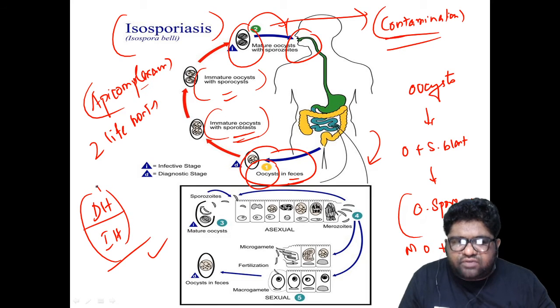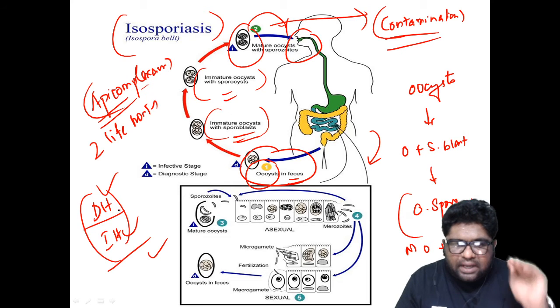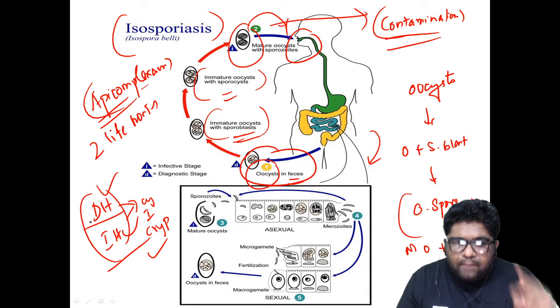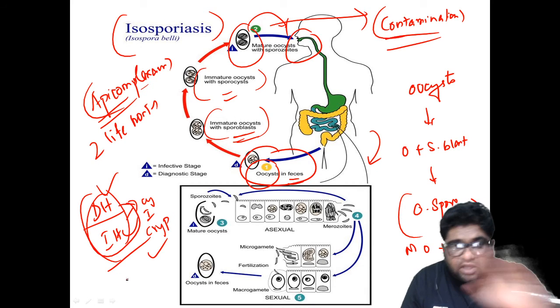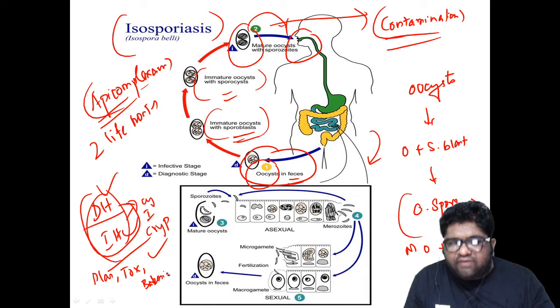The concept of definitive and intermediate host can be present in the case of apicomplexans, but it is not completely applicable to Cyclospora, Isospora and Cryptosporidium, whereas the definitive host and intermediate host are clear concepts in the case of Plasmodium, Toxoplasma, Babesia. So what have I cleared right now here?